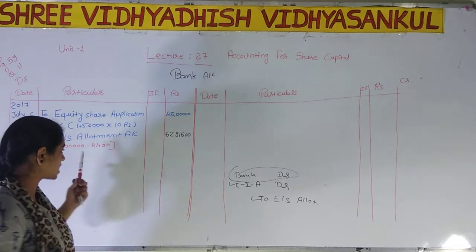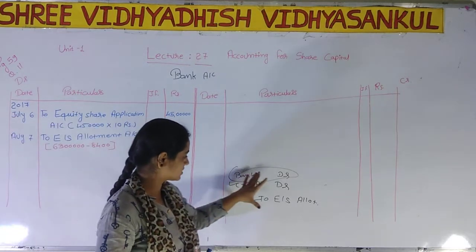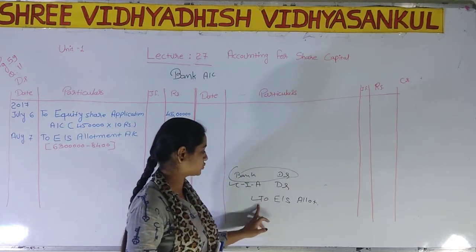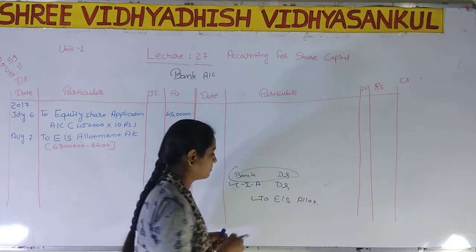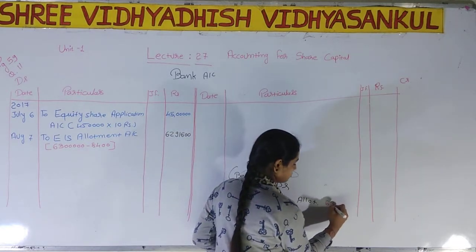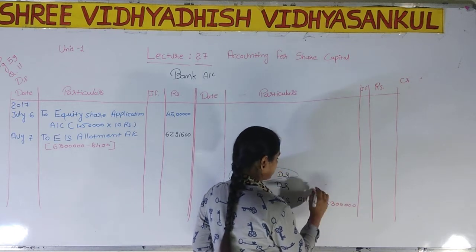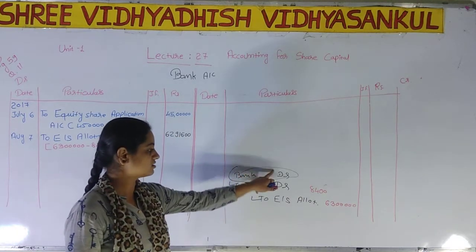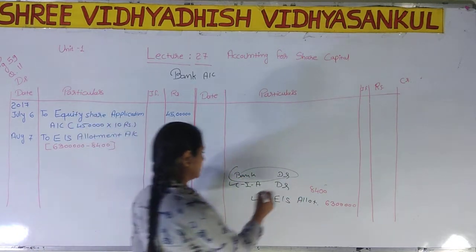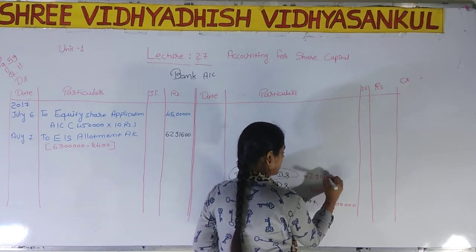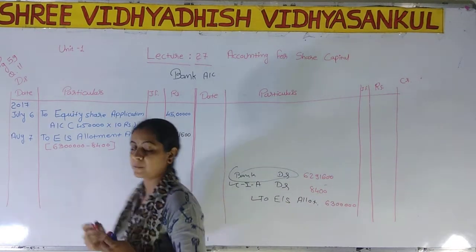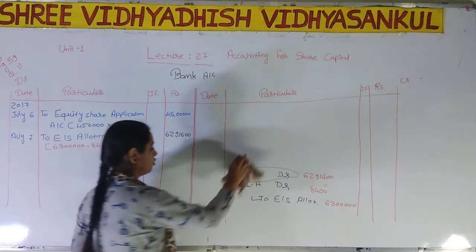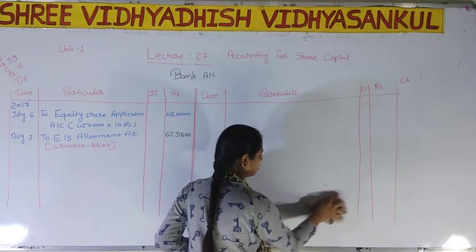See, I am repeating this. How we have found this amount? The simple journal entry was this: bank account debit, calls in arrears account debit to equity share allotment account. Total we have demanded in allotment 63 lakh, right? Out of 63 lakh, we are not receiving 8,400 rupees. That means the remaining amount which we have received, that is 62,91,600. That amount we have to write here, right? Then the next effect will be for receiving first and final call money, right?